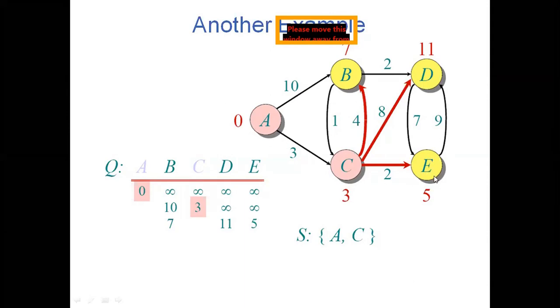Now see the vertex E. From A to C it is 3. C to E it is 2. So total cost is 5. So total distance is 5 at vertex E. So out of these three, which one is the minimum? Out of 7, 11 and 5, which one is the minimum? 5 is the minimum. So you can select the vertex E. From E, you can update the vertices.